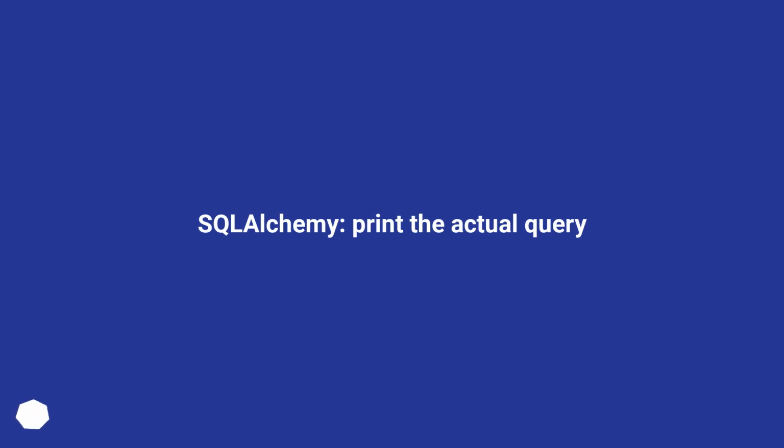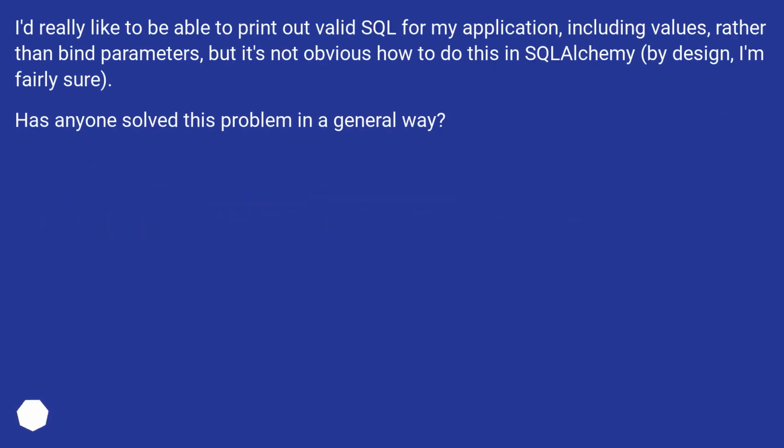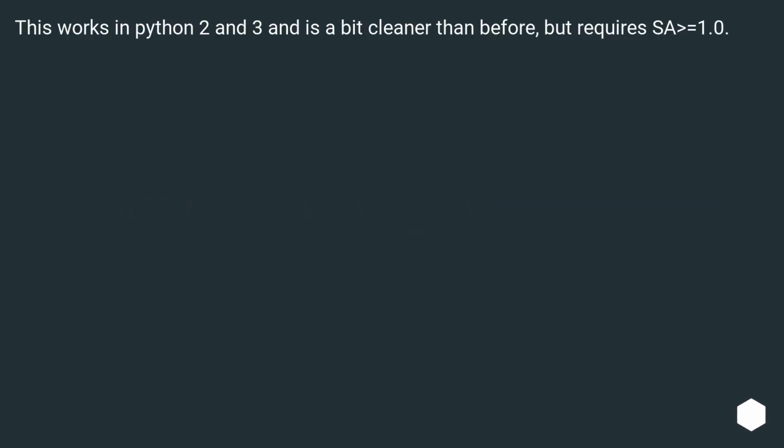SQLAlchemy, print the actual query. I'd really like to be able to print out valid SQL for my application, including values, rather than bind parameters, but it's not obvious how to do this in SQLAlchemy, by design, I'm fairly sure. Has anyone solved this problem in a general way? This works in Python 2 and 3 and is a bit cleaner than before, but requires SQLAlchemy 1.0.